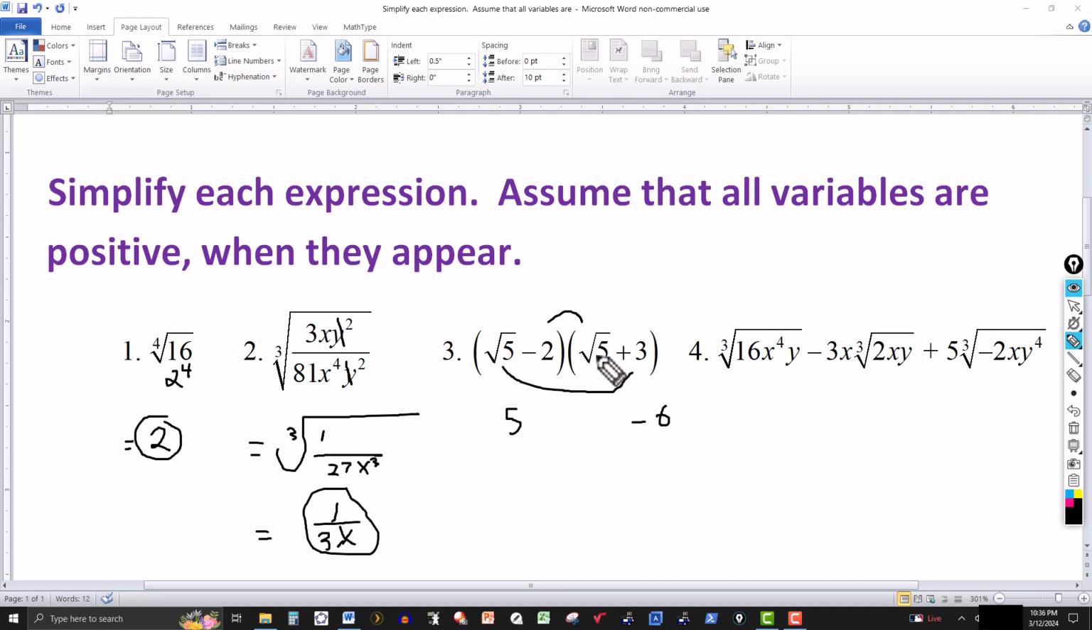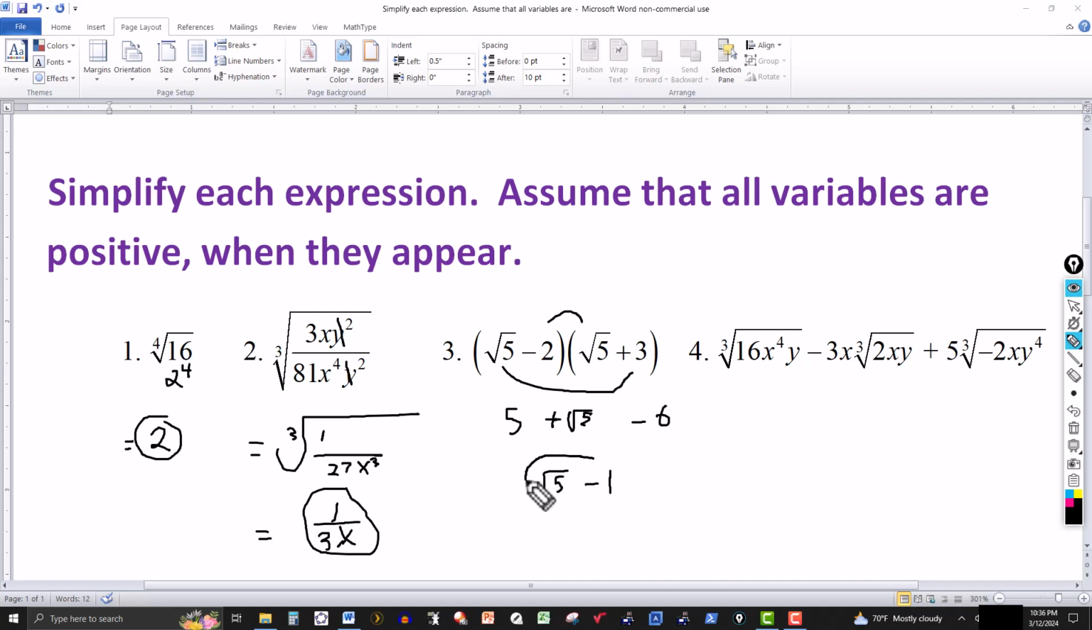So that gives me 3 radical 5, and a minus 2 radical 5. Minus 2 radical 5 and a 3 radical 5 gives me 1 radical 5. And then 5 minus 6 is minus 1. So this comes out to the square root of 5 minus 1.